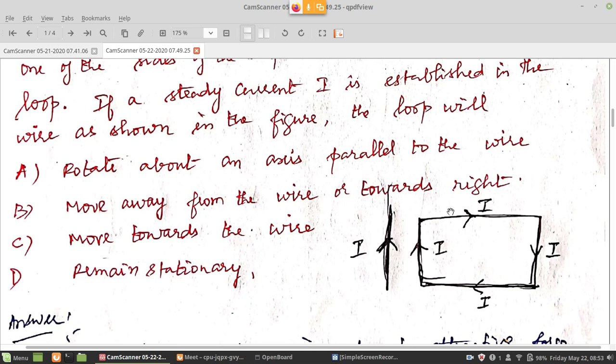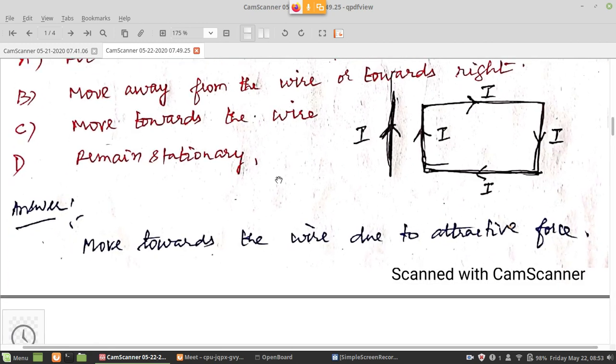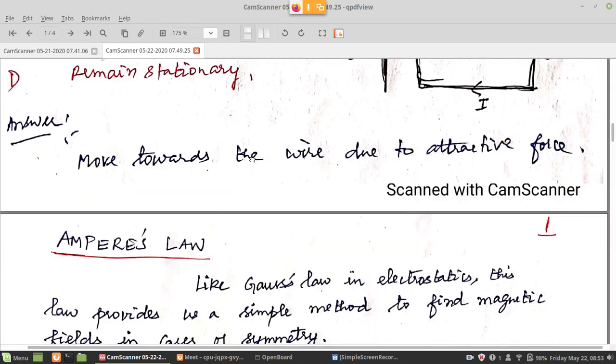But if you see, this one is closer and this is much farther away. So though there will be repulsion due to this opposite direction current part, these 2 are closer, so the attraction will be more compared to repulsion. Attraction therefore will dominate. Therefore, this loop will move towards the wire. That is the answer for this, due to attractive forces.